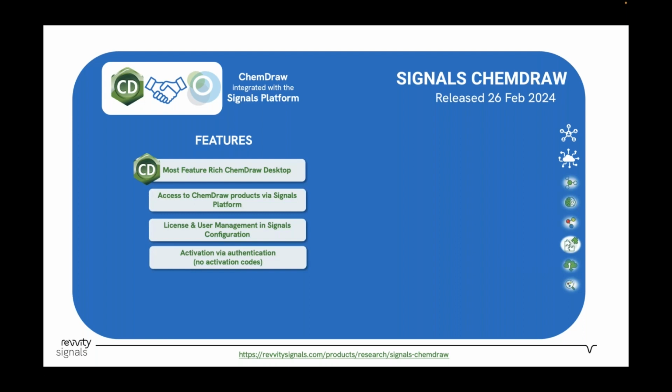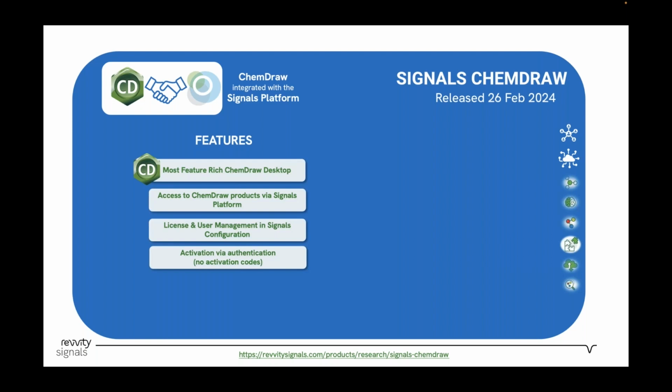So we are changing the way you access ChemDraw products. ChemDraw will now be delivered so that you'll be able to get the installers for ChemDraw within the Signals Research platform. And I'll show you this in just a few minutes in the form of a demo. In addition to that, license and user management will be done in the Signals platform as well. An administrator for a license, for example, will be able to add users based on their name and their email address. They will get an account for Signals ChemDraw if they're licensed.